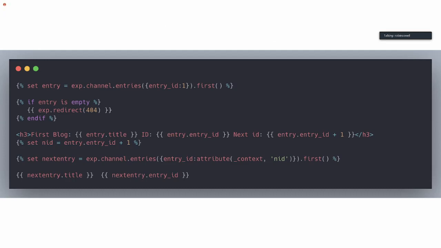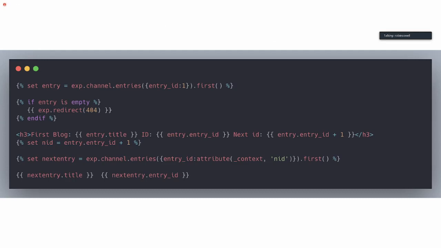I'm setting the entry ID to 1. So that's what the first row is doing. It's saying, hey, this entry is all the stuff in entry ID 1, right? And the next little batch is saying, if it's empty, give me a 404. Then what I did is just put out a little debug. I said, okay, the first blog, and it's going to be the entry ID 1 because that's what I told it to. And so I output that, and there's the title, and there's the ID.